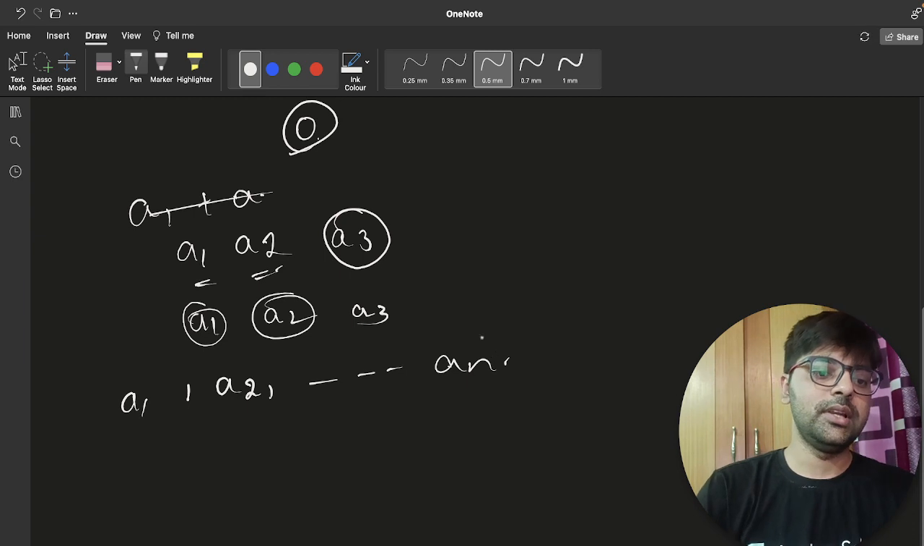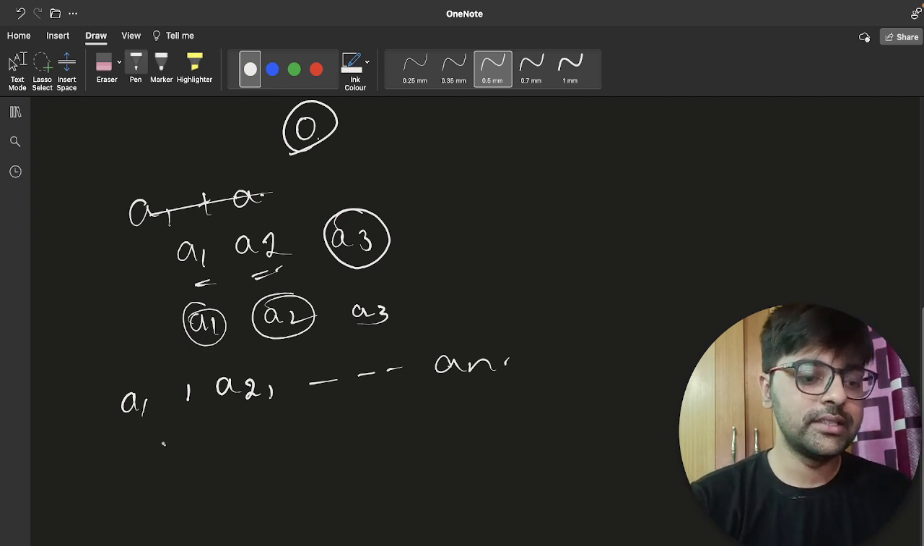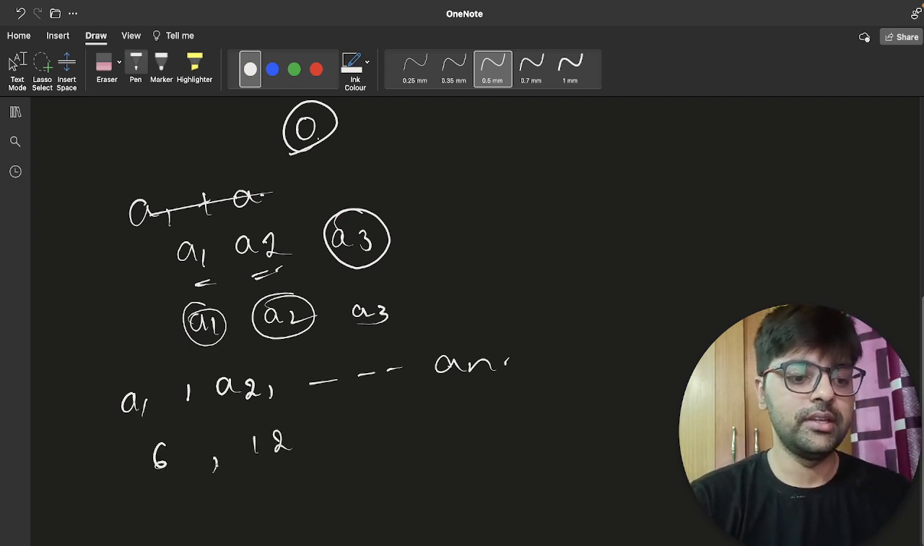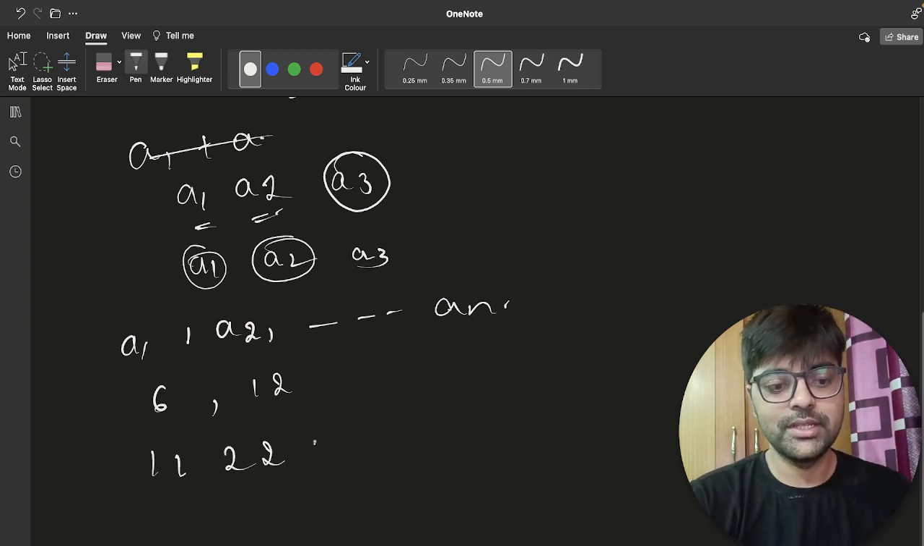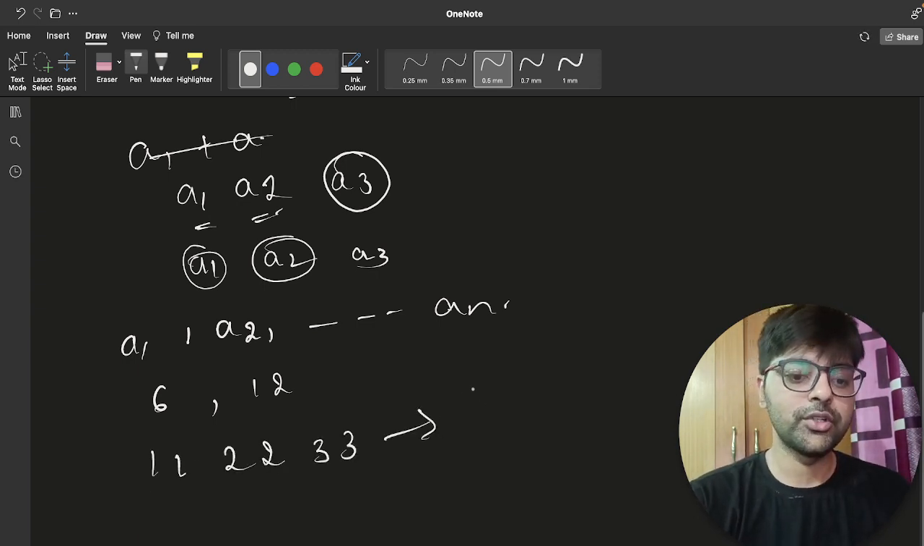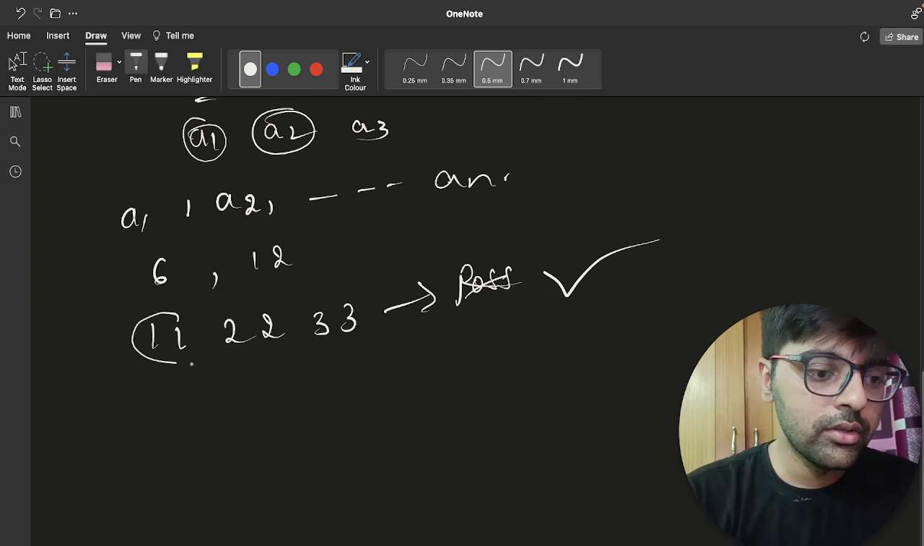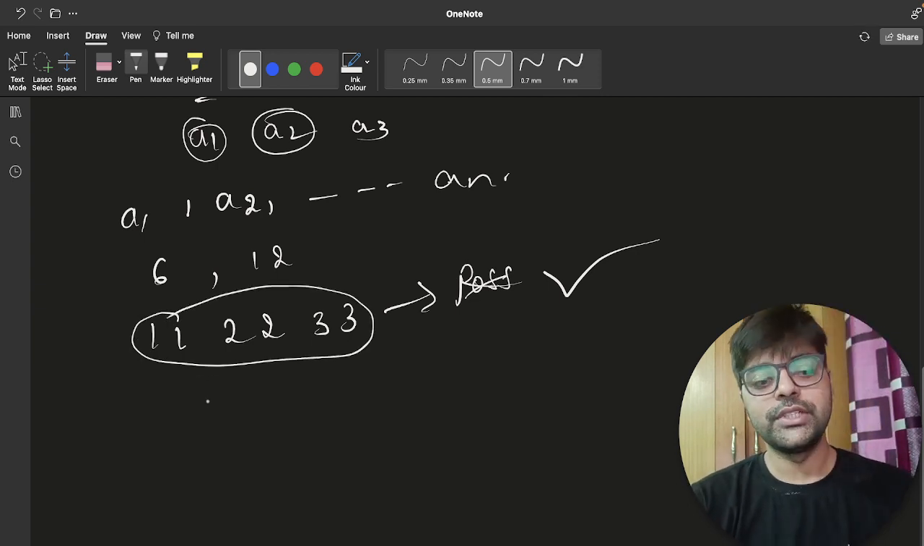For example, let's consider a given example. Let's consider 6 and 12 as given n and m. So 1 1 2 2 3 3 is one of the possible answers. Right, so now what we'll do, how to proceed with it.